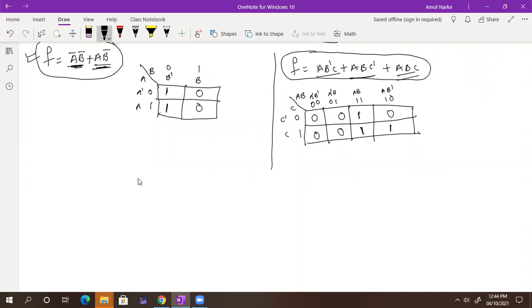And C is nothing but C complement and C. So 0 and 1. Now the first term is AB complement C. So where is my AB complement? My AB complement is here, together with I have a C. So I just write down 1 here.